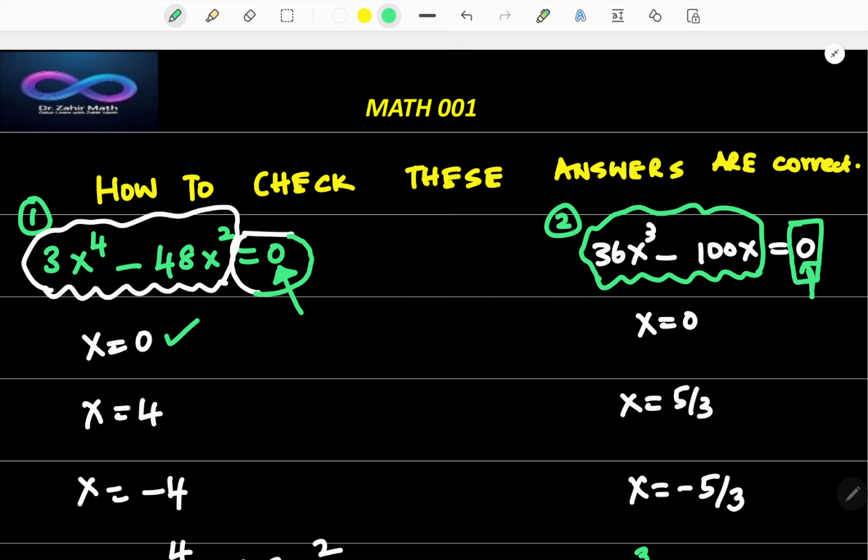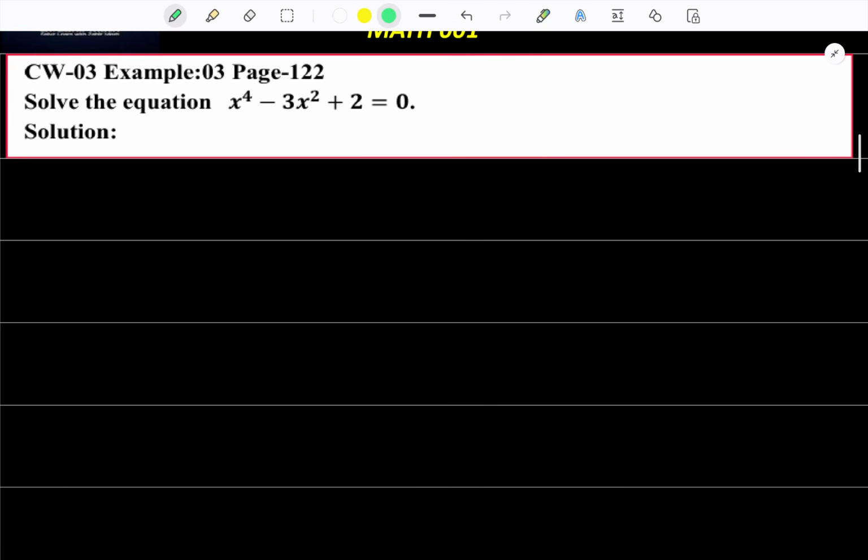Clear all of you? Right. This is a quick check. Normally nobody does this one, but it's okay. You can check also because you want to make sure your answer is correct. Yes. Let's go to the next one.